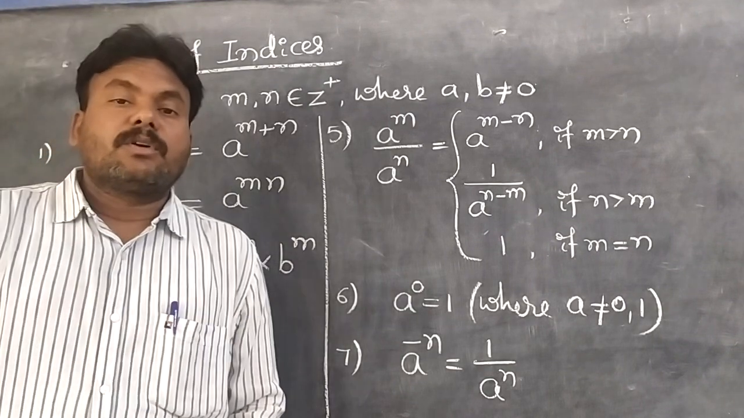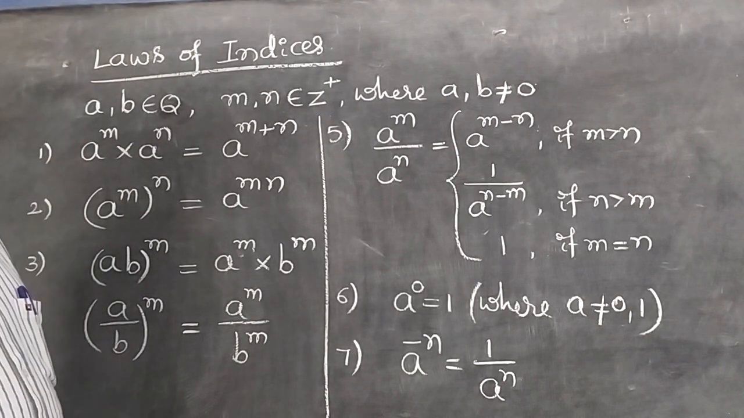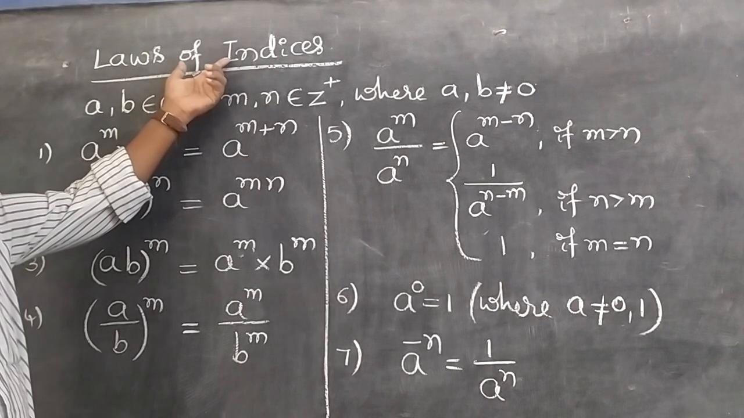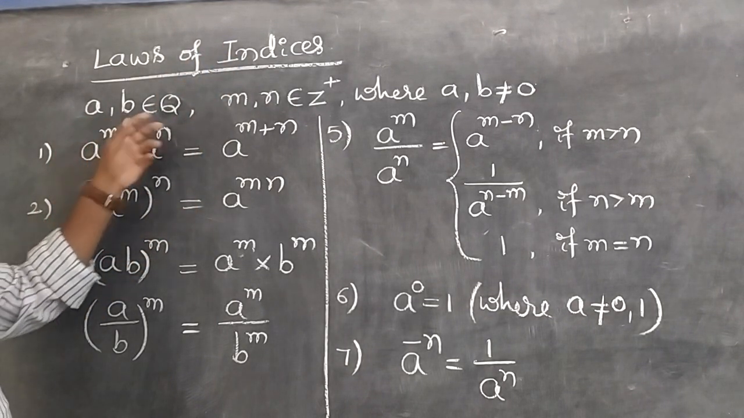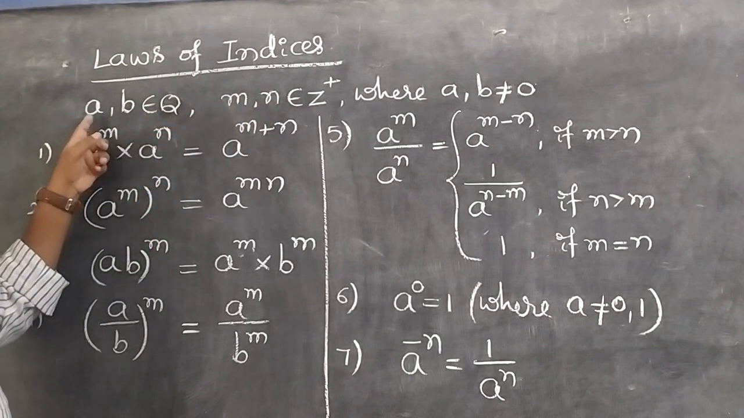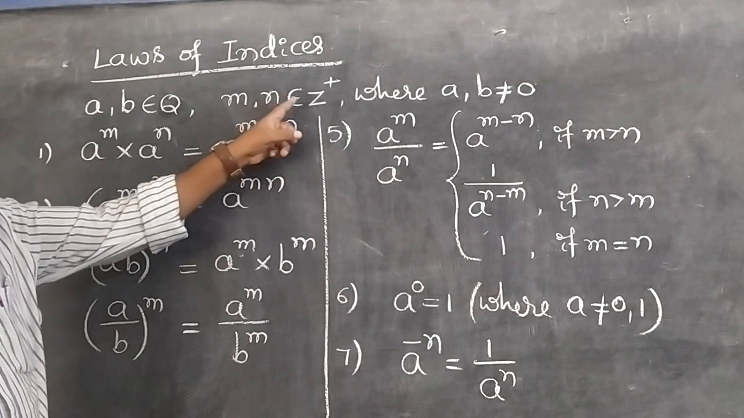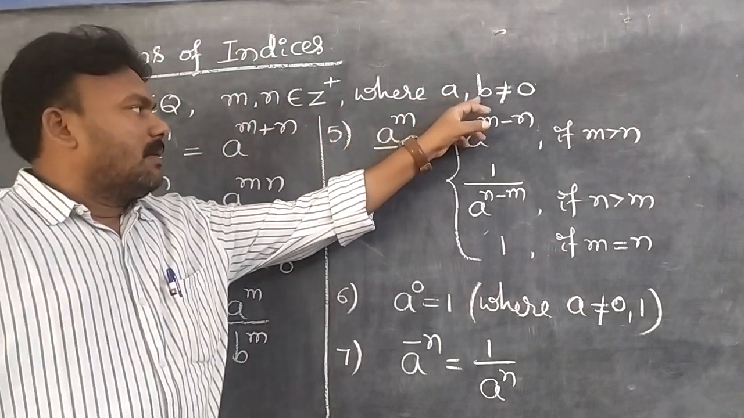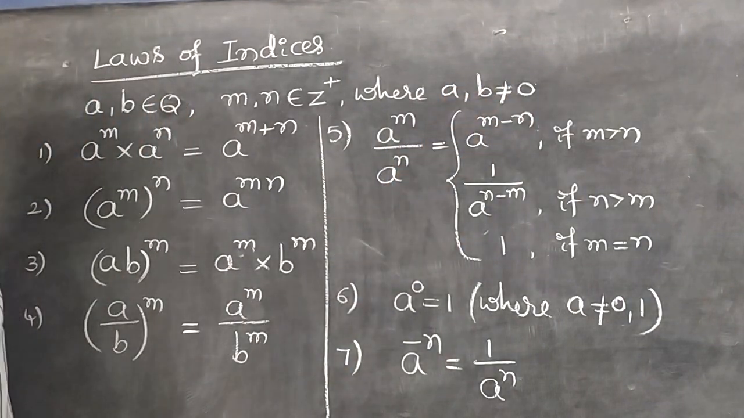Let us discuss the laws of indices. Index is singular, indices is plural. So observe the laws of indices. First of all, let A, B be taken, and M, N also. A, B are rational numbers, M, N are positive integers, where A, B must not equal 0.